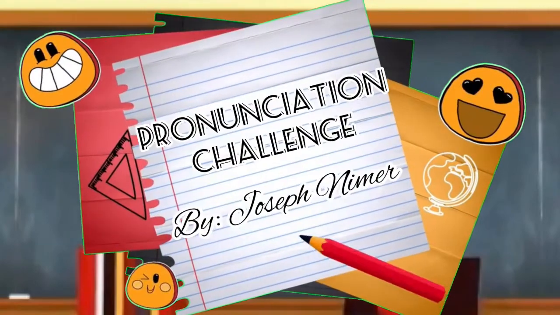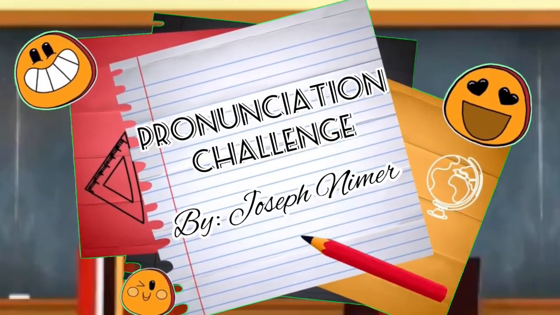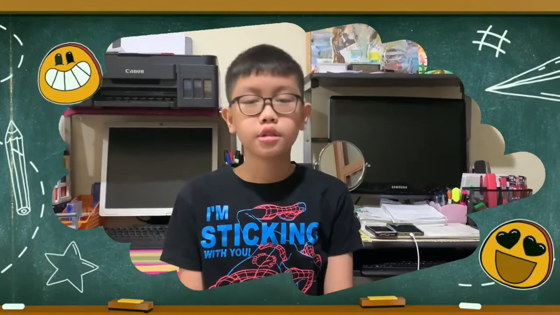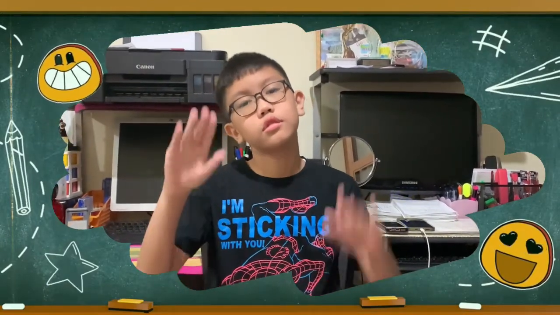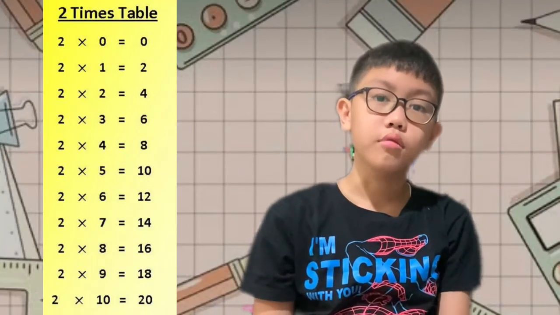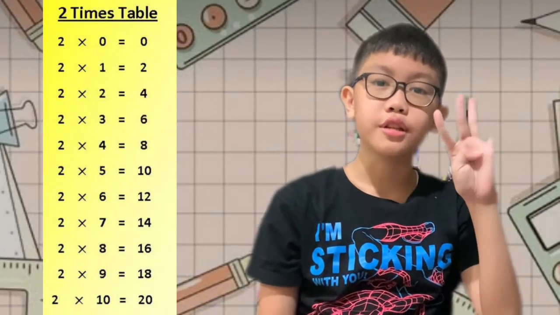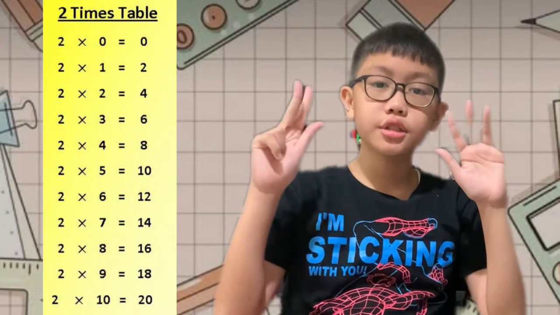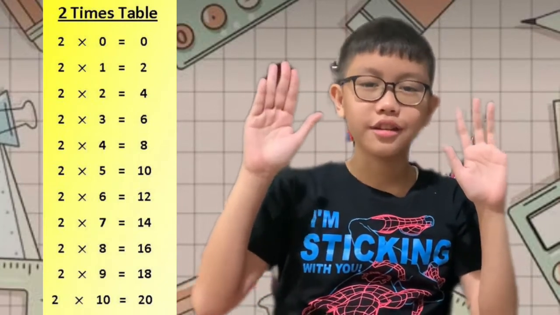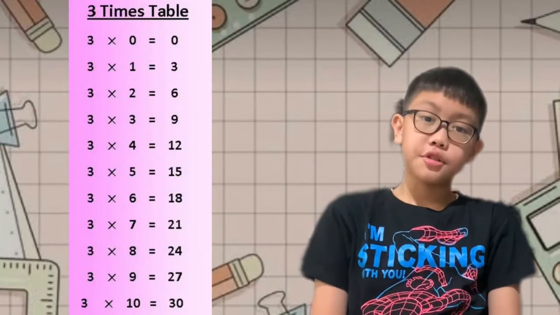Pronunciation challenge. Skip counting to 10. Multiplication table of 2. 2, 4, 6, 8, 10, 12, 14, 16, 18, 20. Multiplication table of 3.